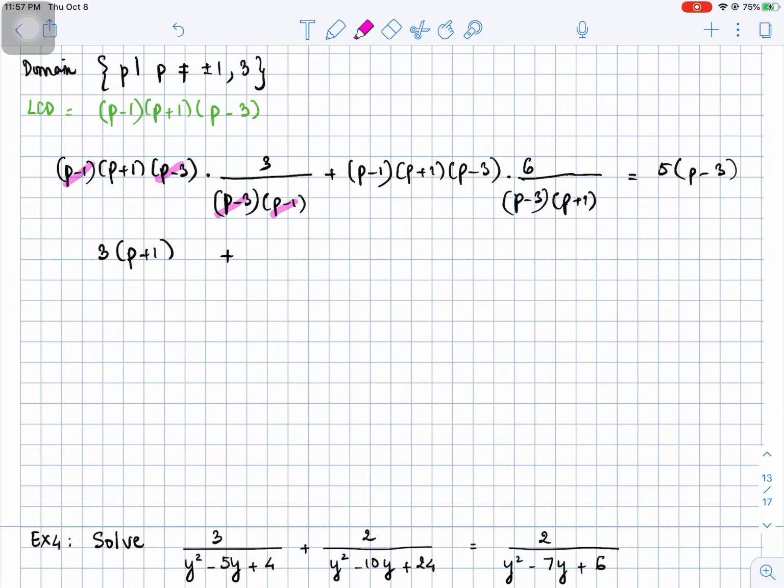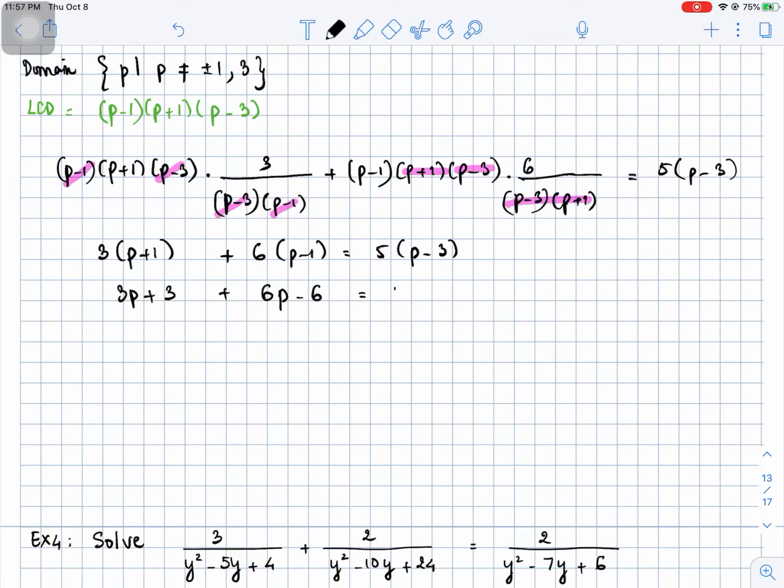Now we can cancel some more, like p minus 3 with p minus 3, and p minus 1 with p minus 1. The first one we are left with 3 times p plus 1. Then plus, p minus 3 and p plus 1 cancel out. We will be left with 6 times p minus 1.